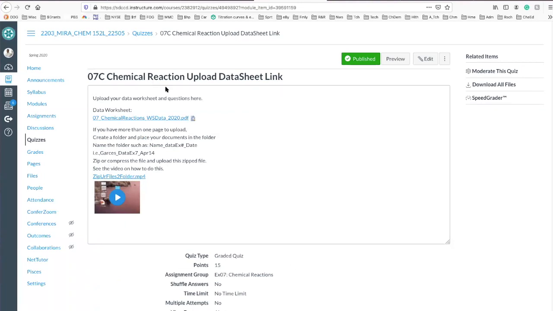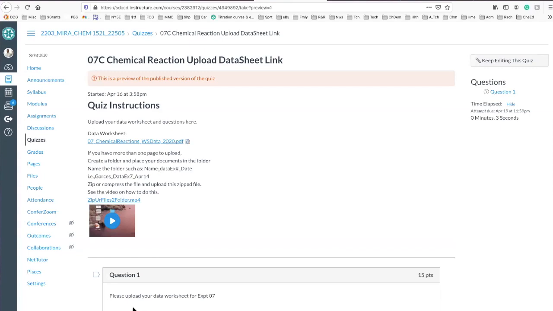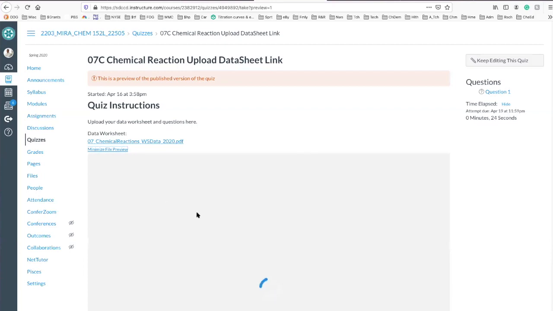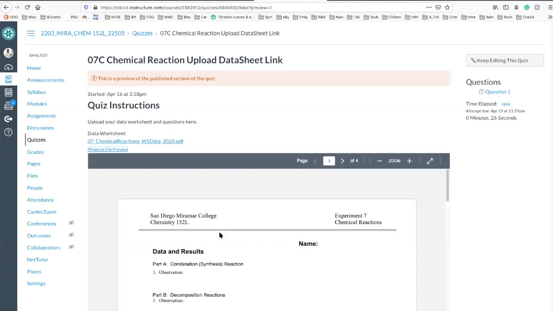So you go here if you want to download the data and upload the data, and it's got to be the worksheet as found in the lab manual. The preview question is nothing more than a 1 question quiz. It says find your file and upload it. If you've got multiple pages, here are directions on how to put all your pages into one folder, zip it, and then upload that zip file. But let's take a look at the data because that's important, and I want to walk you through this.